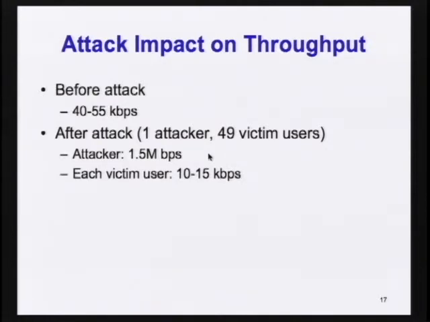Before the attack, every cell phone in the cell gets between 40 to 50 kilobits per second throughput, assuming that every cell phone has a similar channel condition. However, after the attack, if there's only one attacker in a cell of 50 users, then that one attacker can get 1.5 megabits per second throughput, whereas all the other victim users get about 10 to 15 kilobits per second throughput each. So that's about a 3 times drop.